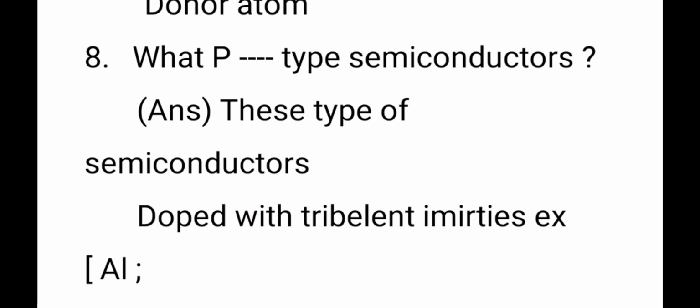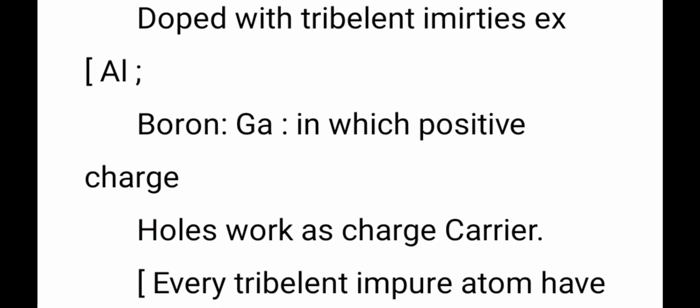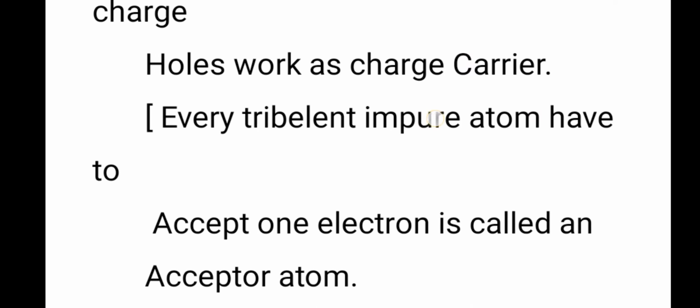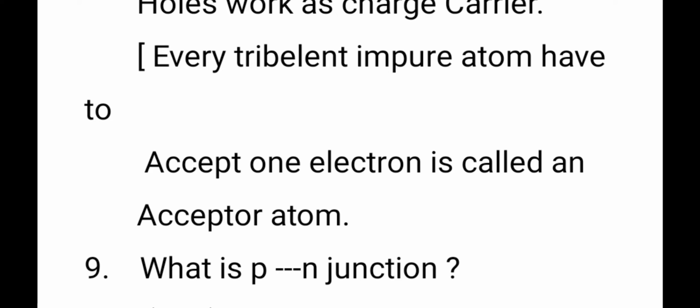Next question. What are P-type semiconductors? These semiconductors are doped with trivalent impurities like aluminum, boron, and gallium, in which positively charged holes work as the charge carriers. Every trivalent impurity atom accepts one electron, so it is called an electron acceptor. They will ask you this question: these are called electron acceptors. These are P-type semiconductors.